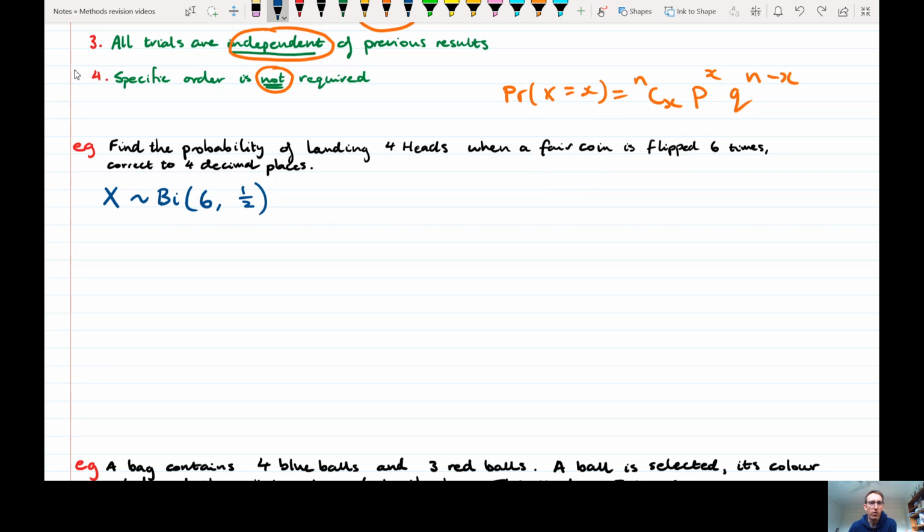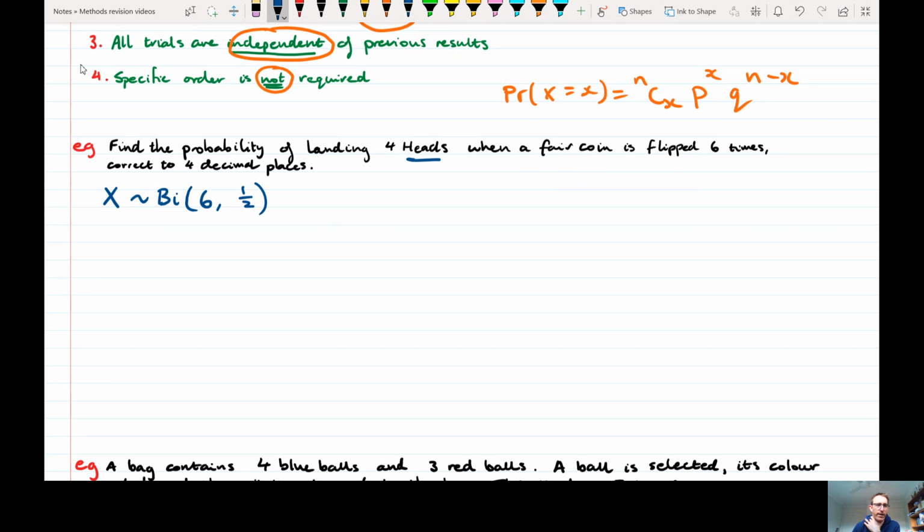Now, I know it's binomial. Why? First of all, you have 2 options: you land a head or you don't land a head. We know the probability of landing a head on a coin never changes. That's our second condition met. We know that landing a head the next time is completely independent of the one beforehand. So that's our third step. And it hasn't asked anything to do with order. It just says 4 out of the next 6. So therefore it's binomial. So I can confidently say X is binomially distributed with n equals 6 and P is a half.